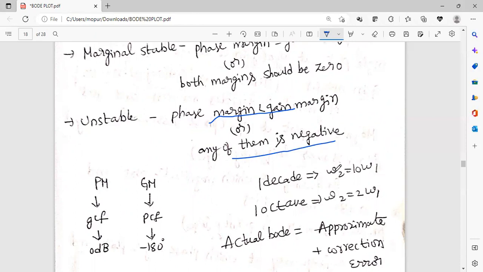Now, I had already said what is a decade and what is an octave in the first part of Bode plot. You can refer to that. For a decade, omega 2 is equal to 10 omega 1. For an octave, omega 2 is equal to 2 omega 1.